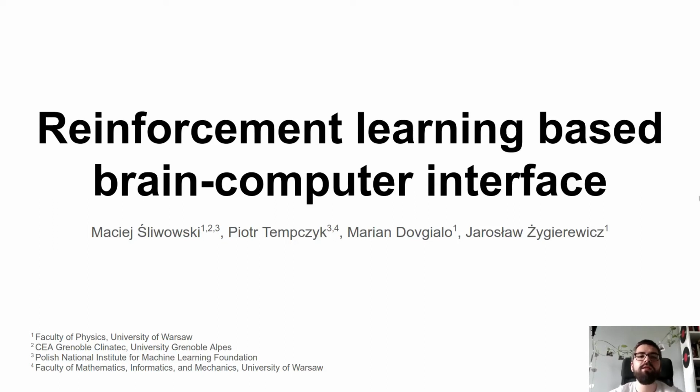Hi, in this video I will present a project developed at University of Warsaw together with Piotr, Marian and Jarosław. We prepared a brain-computer interface which uses reinforcement learning to optimize its operations.